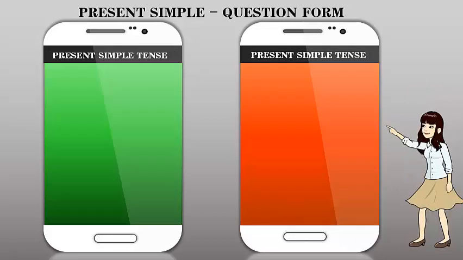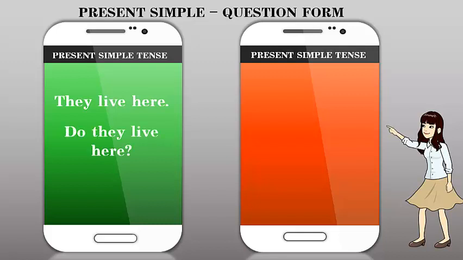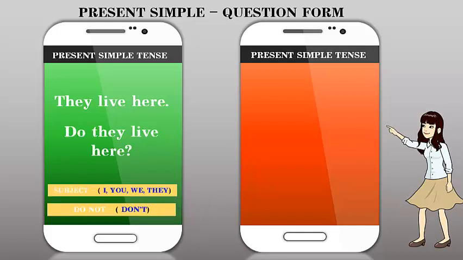Now I will talk about one possible question form for the present simple tense, and that is by using do or does. So let's look at the example. They live here. That's not a question, right? They live here. In order to turn it into a question, it's really simple. All I have to do is add do to the beginning and add a question mark at the end. Do they live here? So if the subject is I, you, we, or they, simply add do to the beginning of the question.